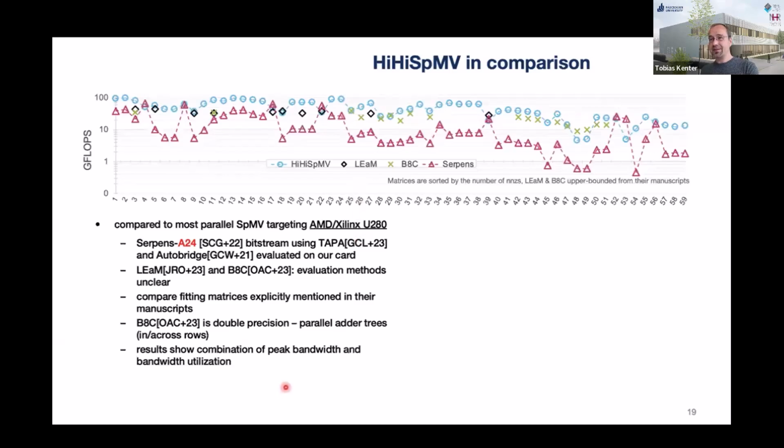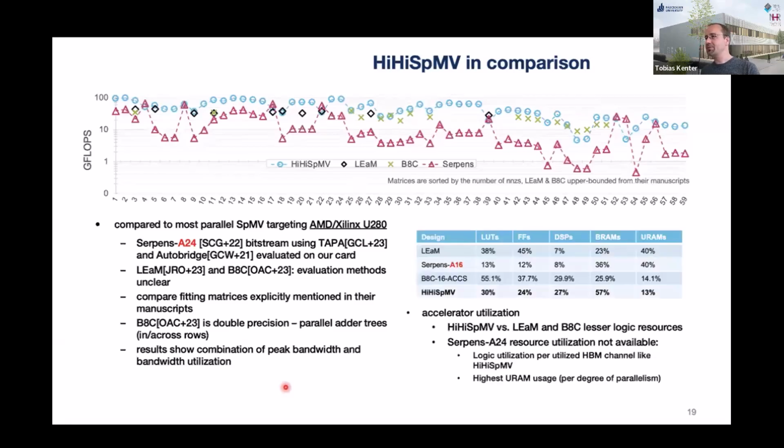Let's quickly look at another perspective, why the other designs might not have been able to reach this high peak bandwidth or nominal bandwidth. It might be related to resource consumption, but it's not a very clear picture. So for Serpens, we only have the resource utilization numbers for the A16, so the 16 HBM channels design. But still, it overall might be more resource efficient. The others seem to be using more flip-flops or maybe more lookup tables, which might explain their scaling limits, but it's not a one-to-one explanation.